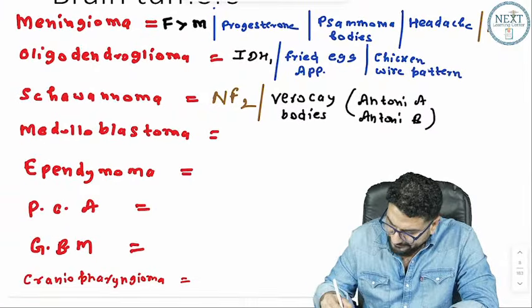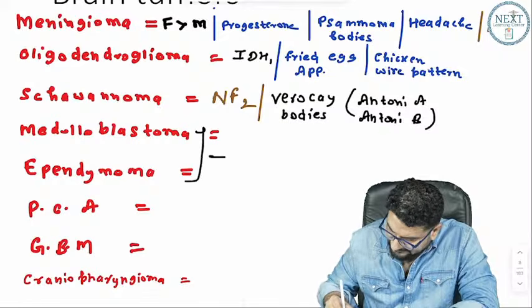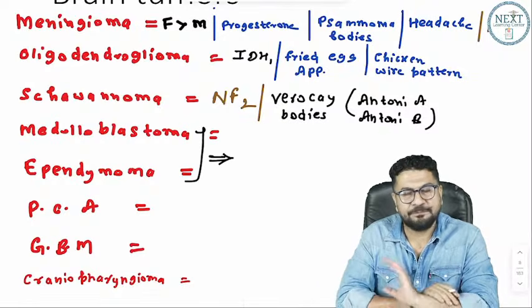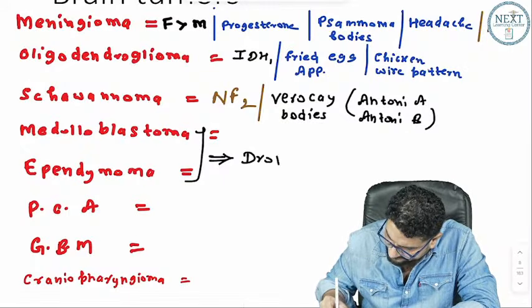Okay, now coming to medulloblastoma and ependymoma. What they ask you about these two is that they spread via drop of CSF. So they both spread via CSF drop, and we call this drop metastasis.